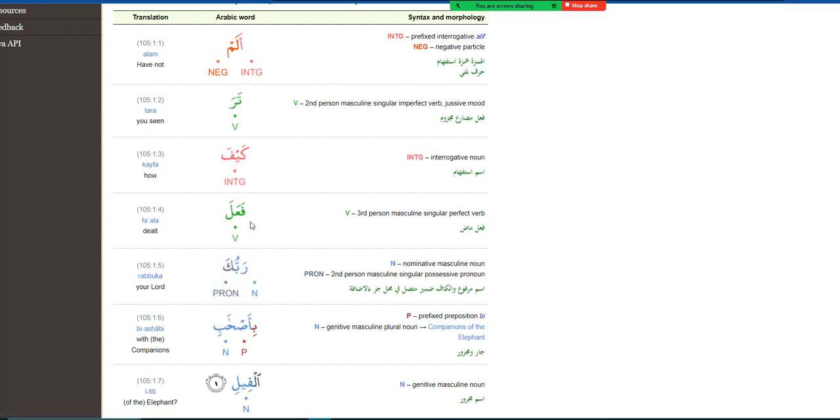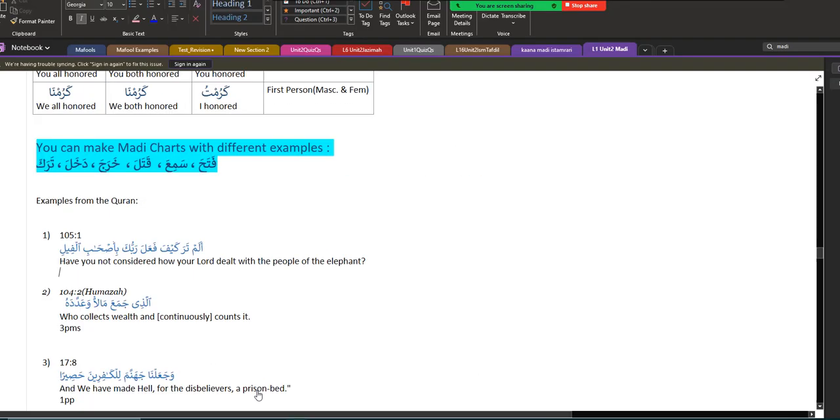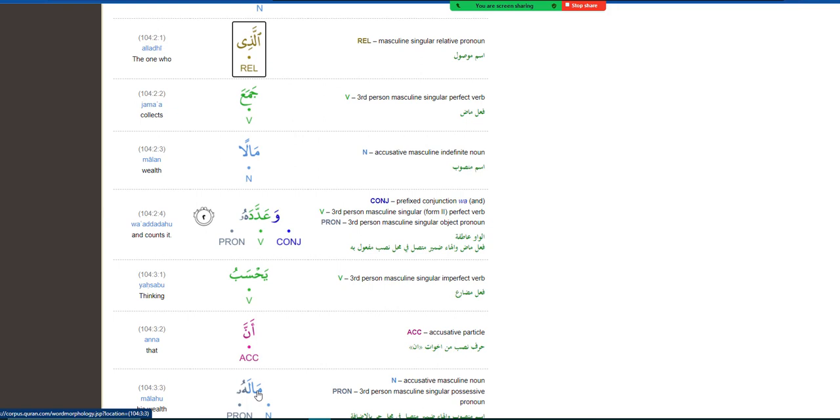This will replace the inside doer. What is the inside doer for fa'ala? Huwa. Right? So instead of saying he did, what will you say? Your Lord did or dealt. Okay, bi-ashabil fil, with the companions of the elephant. Alladhi jama'a malan wa addada. So what is the fi'l madi you see in this ayah?